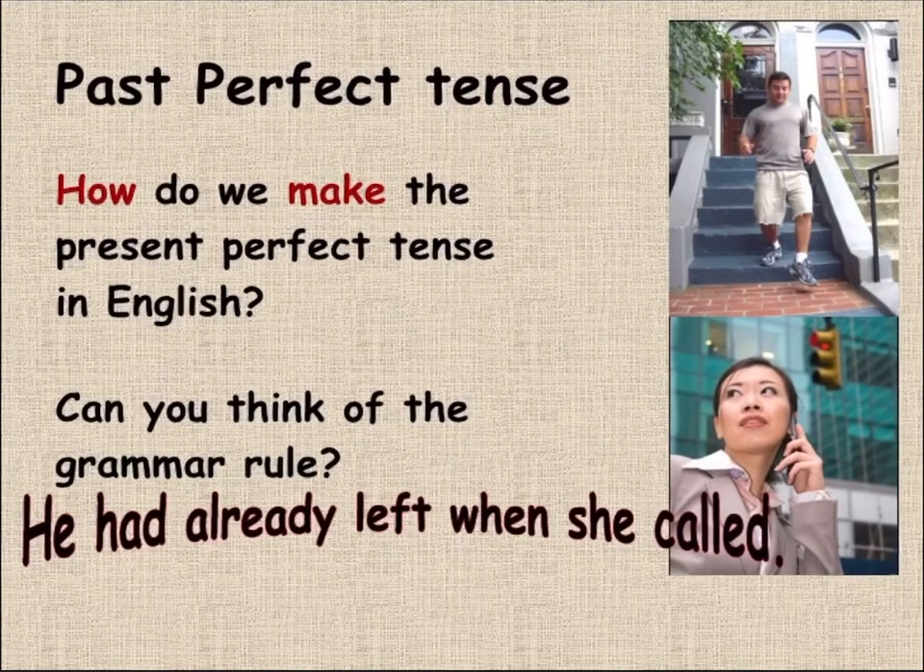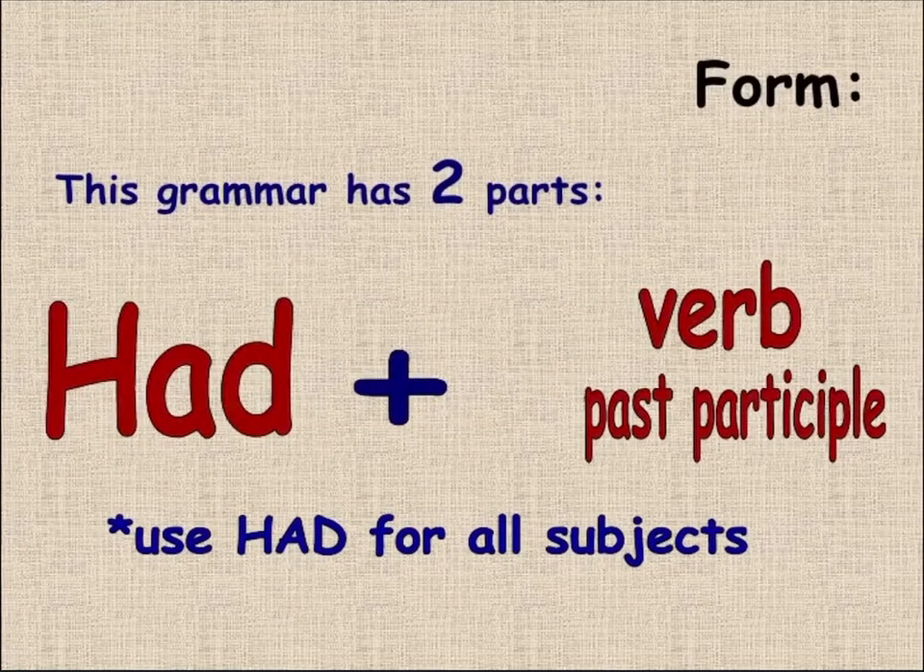How do we make the past perfect tense in English? Can you think of the grammar rule? For example, he had already left when she called. This grammar has 2 parts. It's composed of the verb had and the verb in the past participle. We use had for all the subjects.